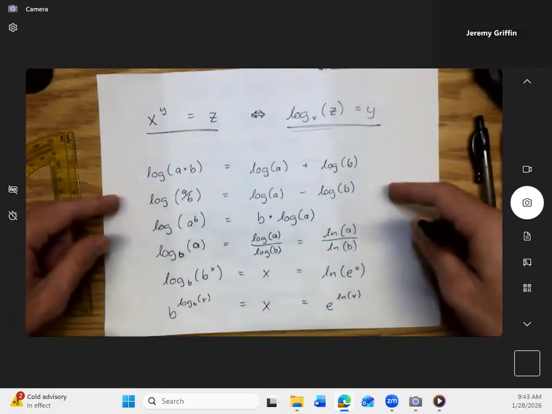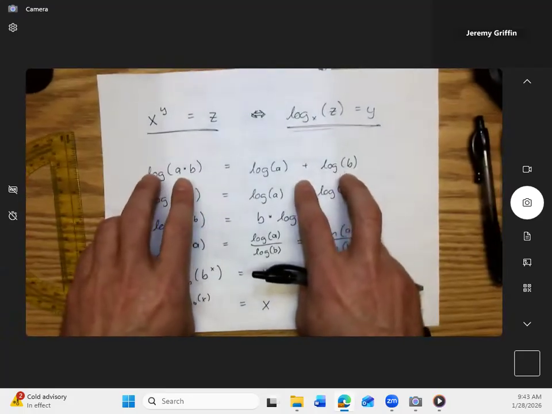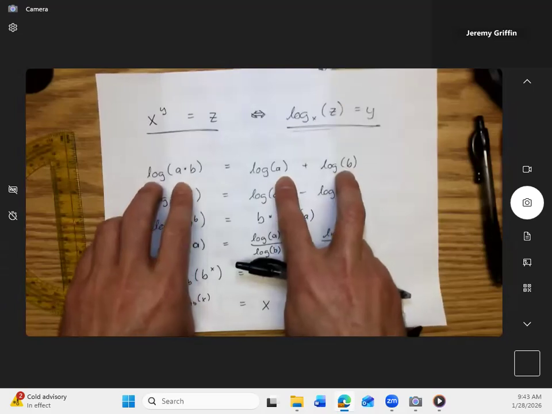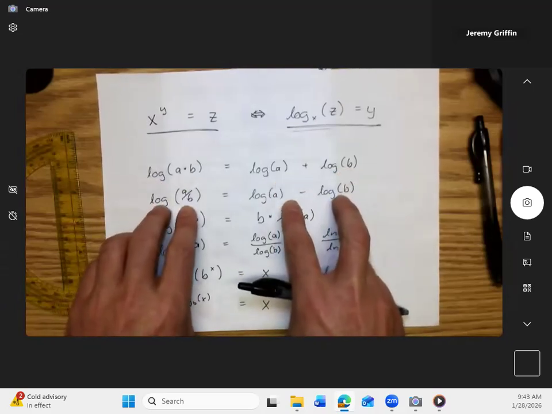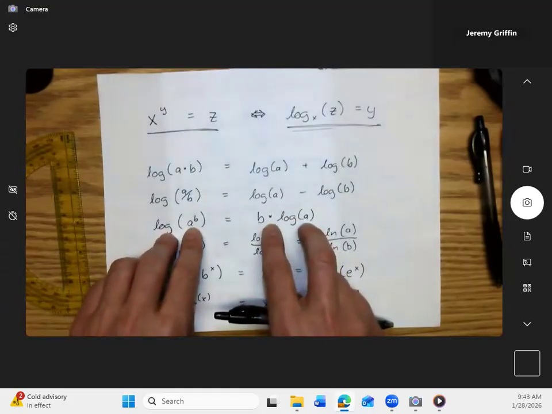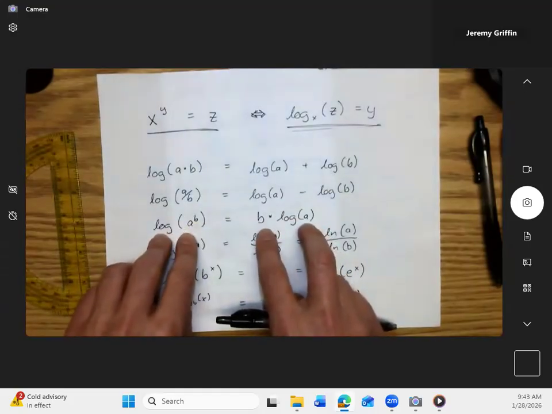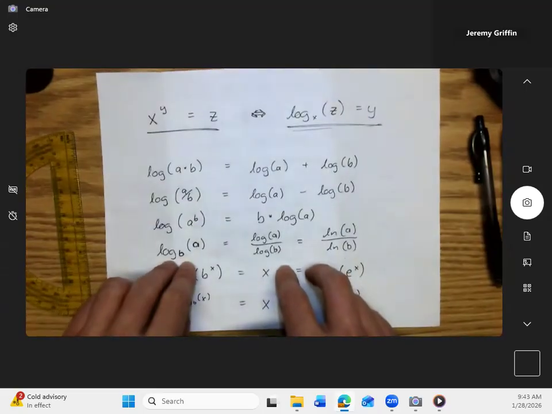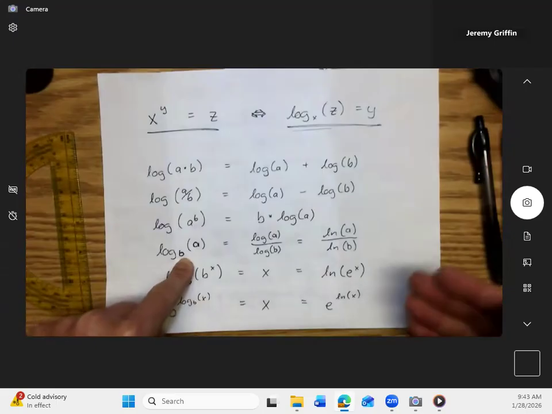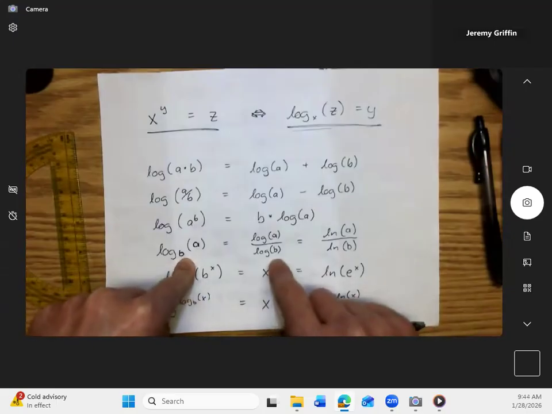If you have the log of a times b, that could be the addition of two separate logs, log a plus log b. If you have log of a over b, that's log a minus log b. If you have log of a to the power b, you can take that power b and put it in front, and you have b times log a. If you have log base b of a, where b is some weird base that's not base 10 and not base e, how do you put that in your calculator? Well, you can do a base conversion.